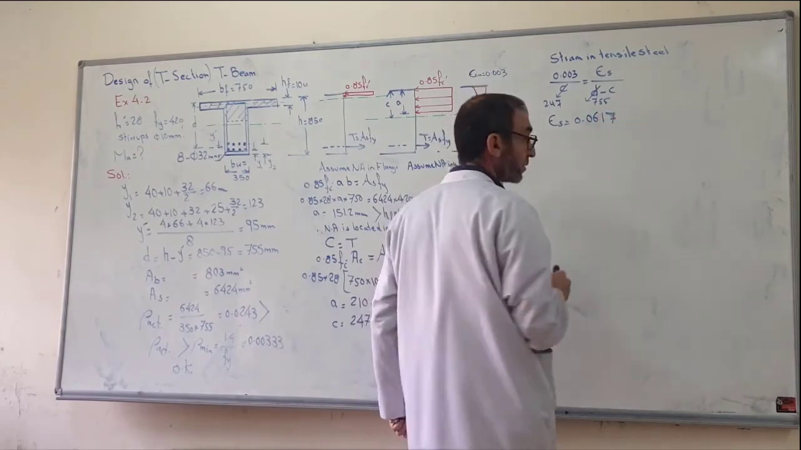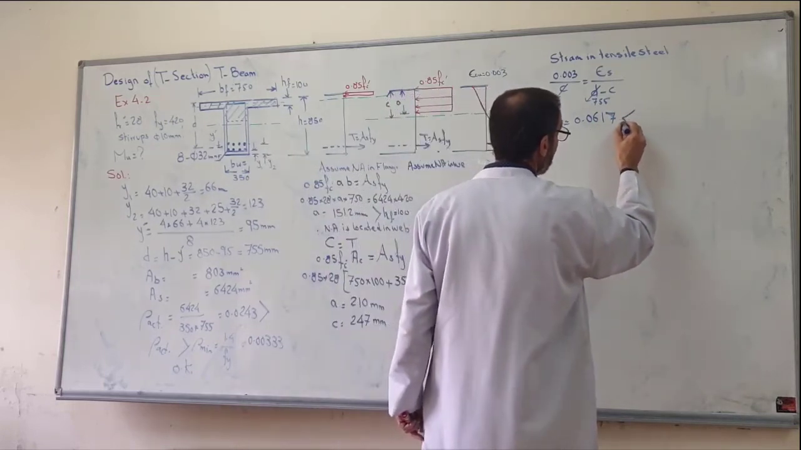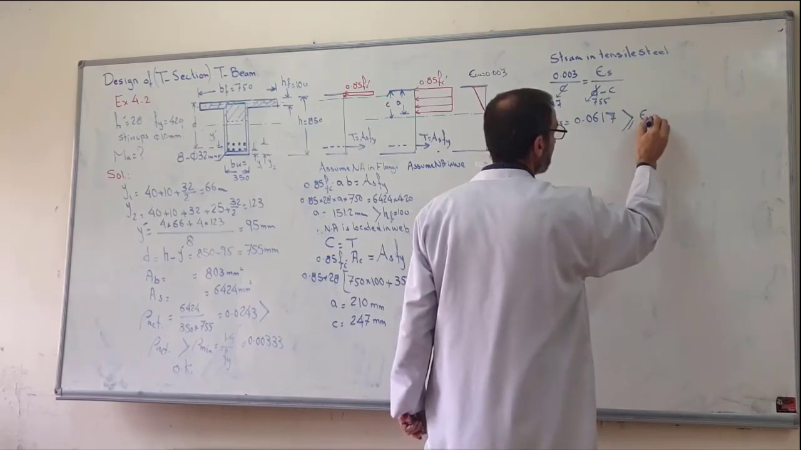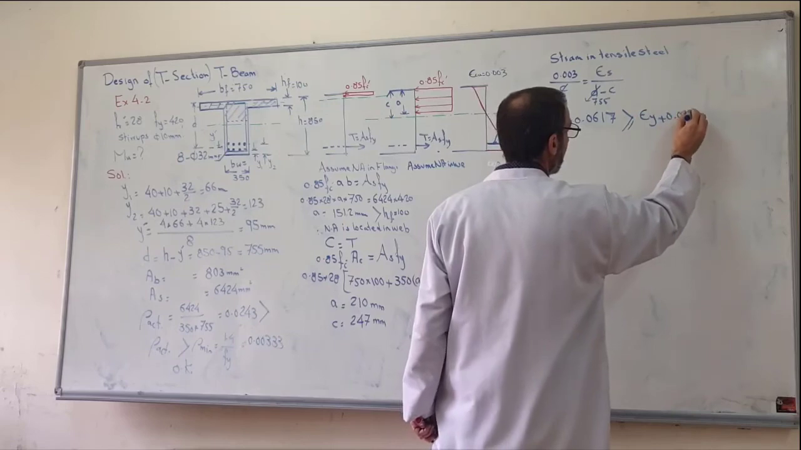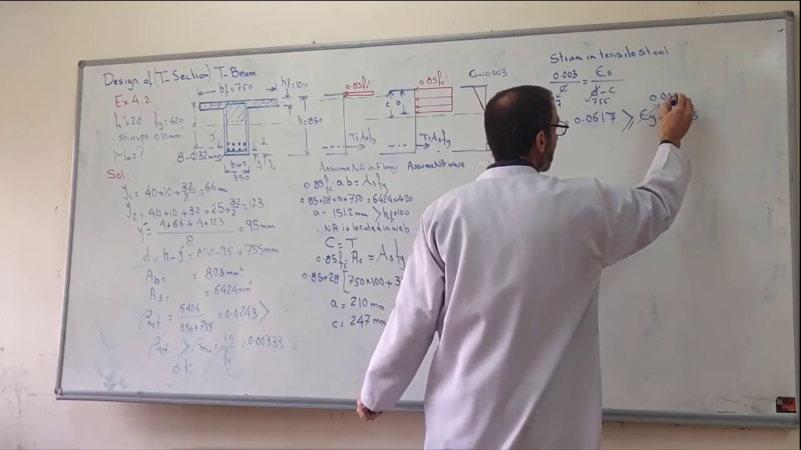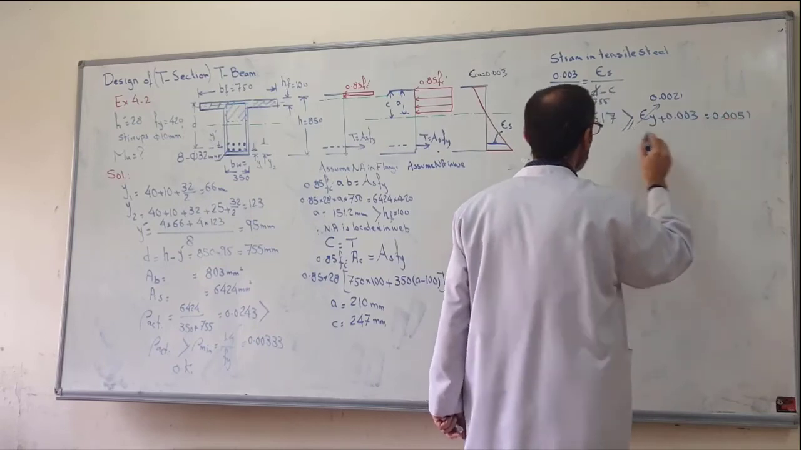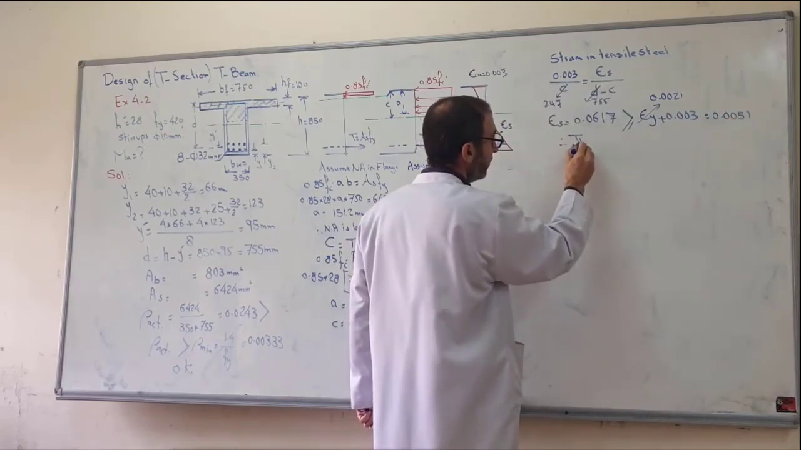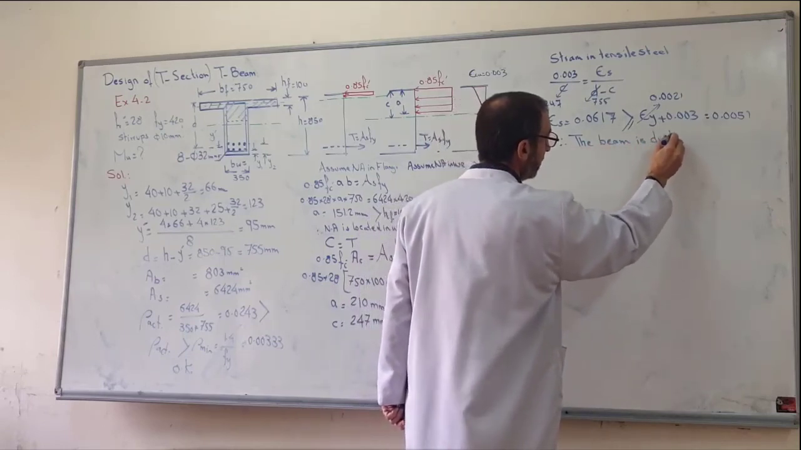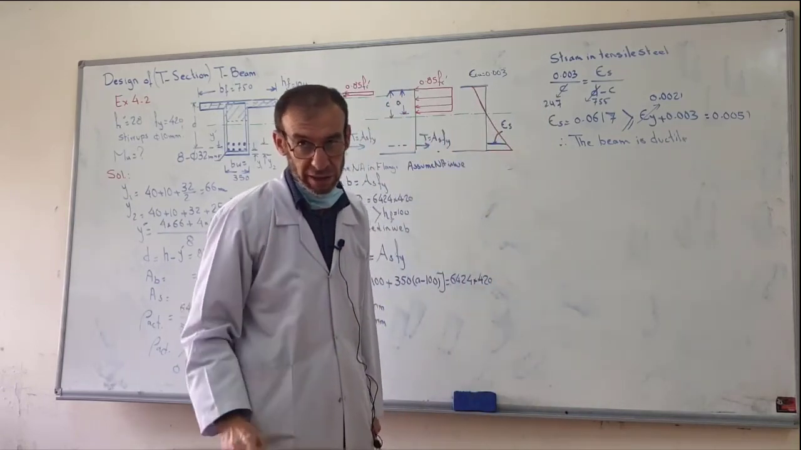This must be greater than or equal to epsilon yield plus 0.003. Here for this FY, we know epsilon yield is 0.002, so this is equal to 0.0051. So this is greater. So the beam is ductile. Very important. The beam is ductile.